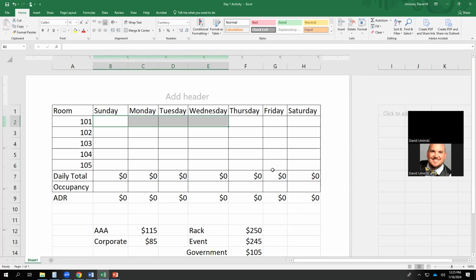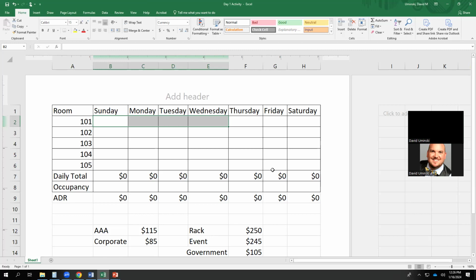The 105 government rate, checking in Monday for 3 nights. Number 4, the event rate, $245, checking in Thursday for 3 nights. The $245 event rate, checking in Thursday for 3 nights. Sorry, 3 nights.